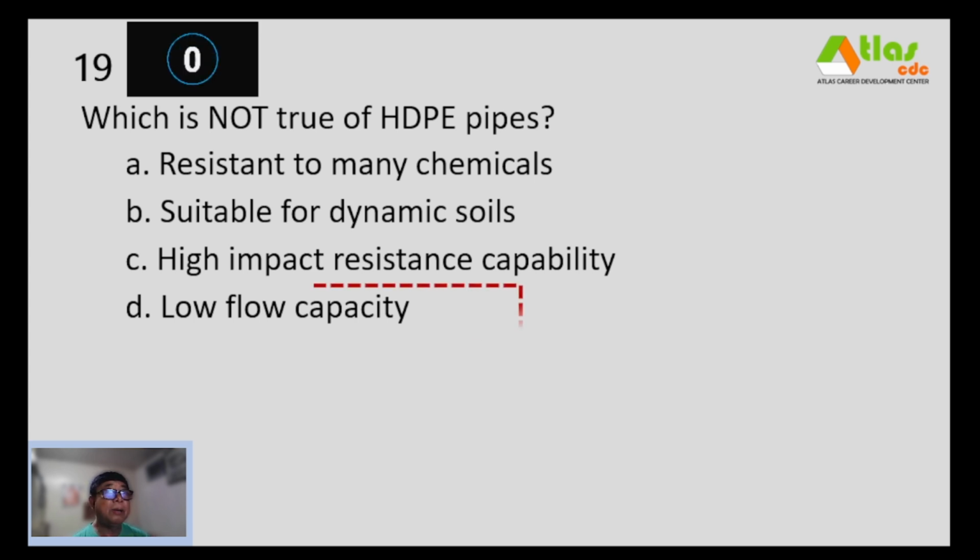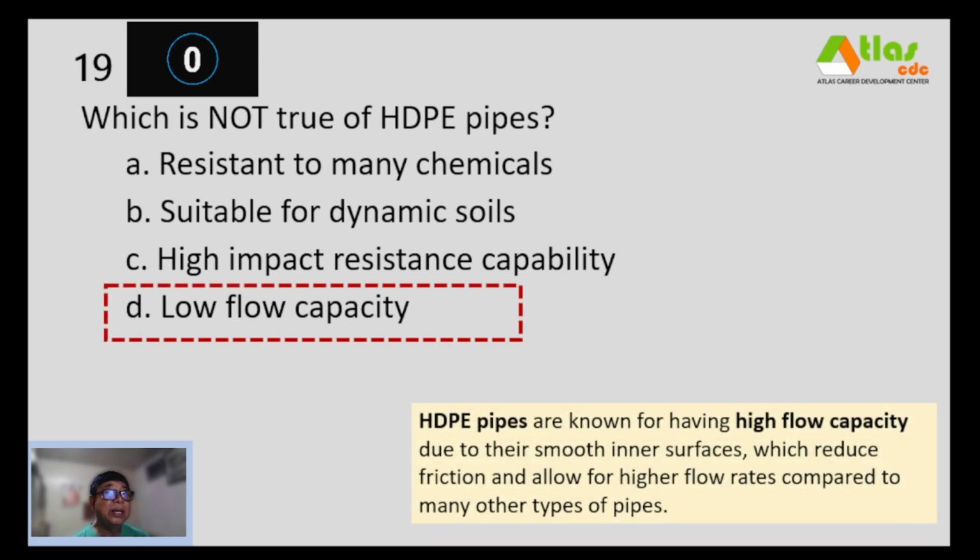And our correct answer is letter D, low flow capacity. So HDPE pipes are known for having high flow capacity due to their smooth inner surfaces, which reduce friction and allow for higher flow rates compared to many other types of pipes.